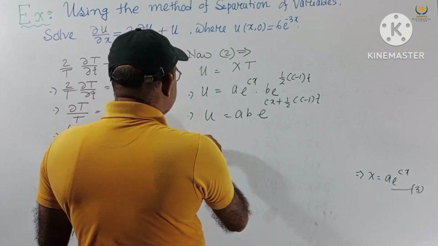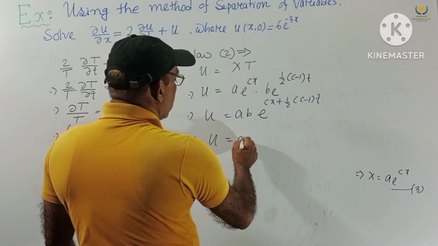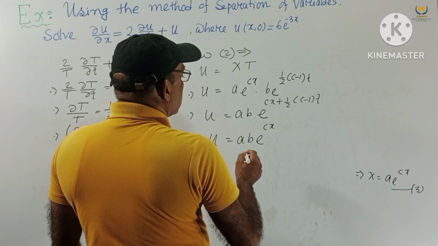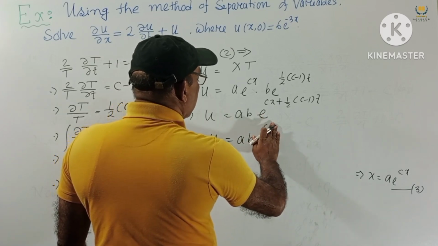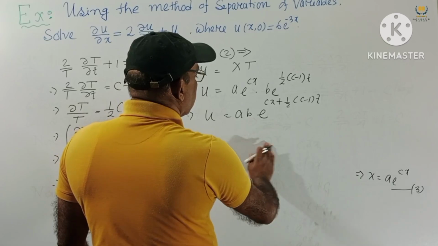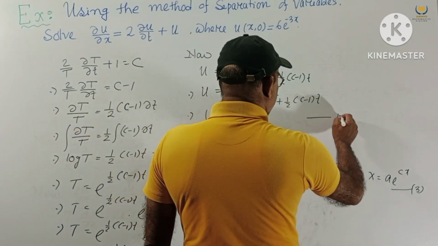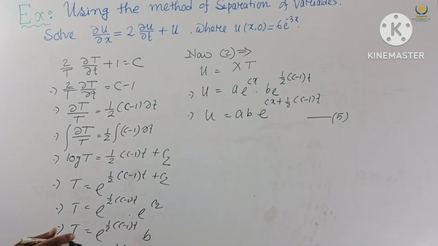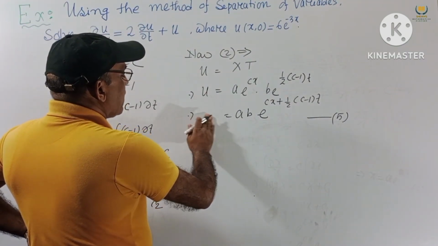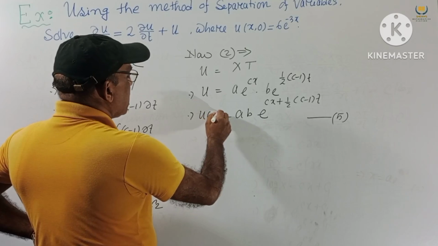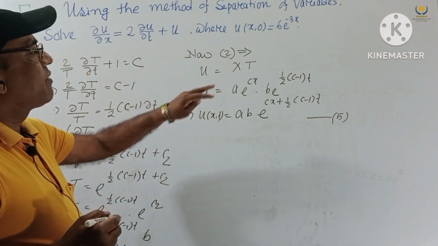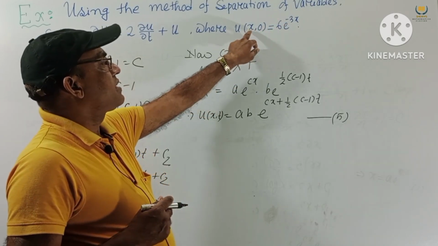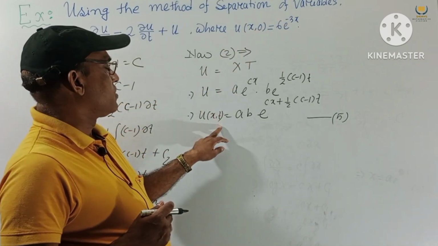So this implies u equal to AB e to the power cx plus (1/2)(c minus 1)t. This one remains the same, no need to write, but this is the number we consider, 5. So here u means we can write u(x, t), but the given condition is u(x, 0) equal to 6 e to the power minus 3x. That means t equal to 0.